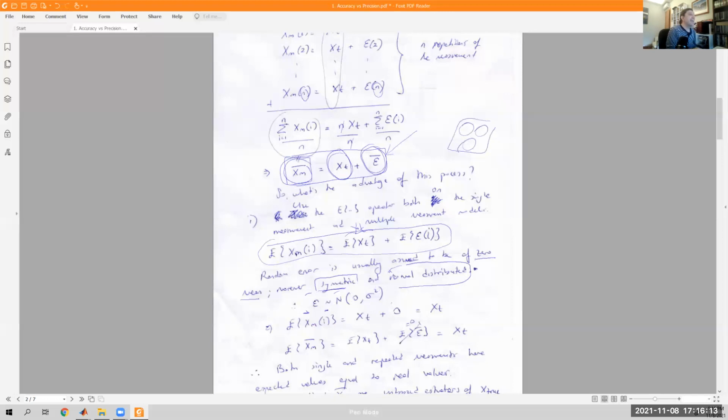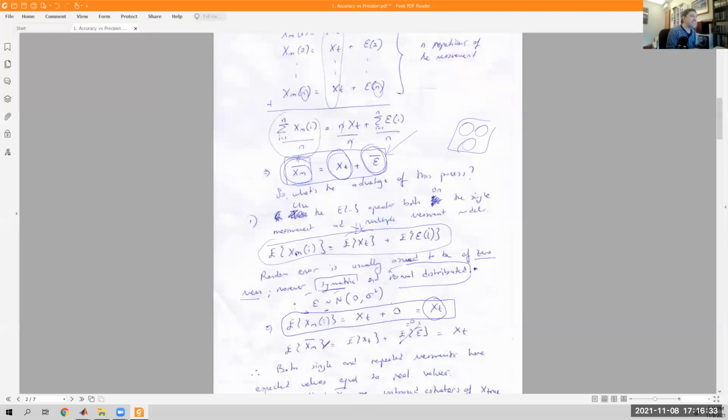analysis here. Expectation of xm, we said that is equal to xt plus expectation of a random error. Since this is zero, our expected value here, this is an important result, our expected value of a single experiment is indeed equal to the true value.